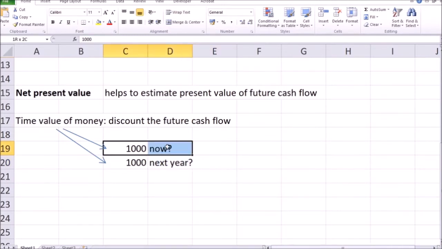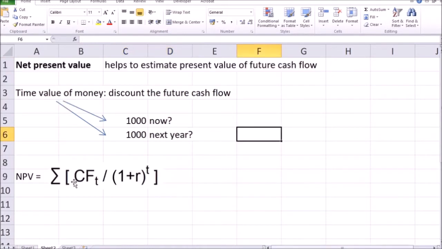And another way to look at it is if you receive $1,000 right now and invest it, let's say you earn 5% during a year. By next year, you'll have more than that $1,000. You'll have that original $1,000 plus the yield of, in this case, 5%.